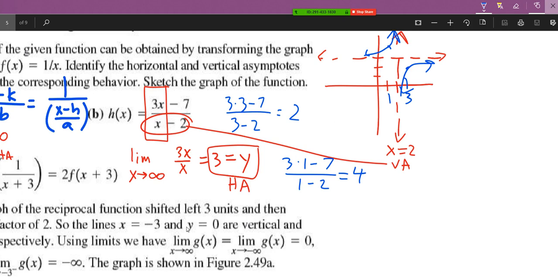In order to figure out the transformation, we need to divide 3x minus 7 by x minus 2. What would you prefer, long or synthetic?